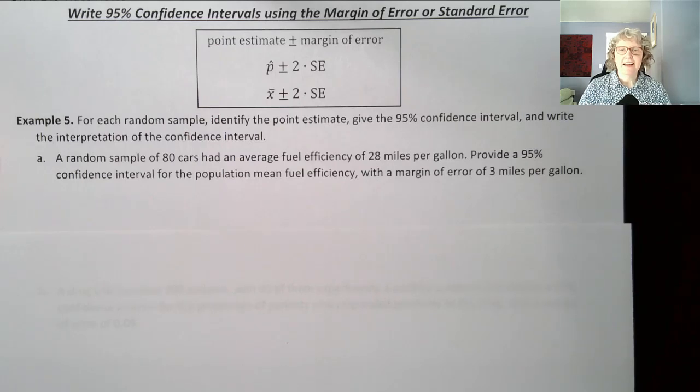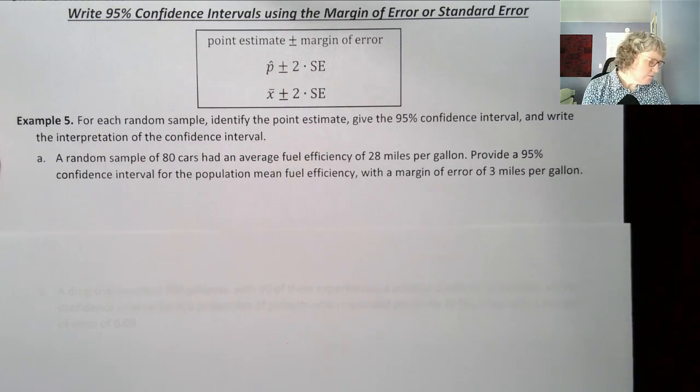Hi again. So we've gone through a lot of information about confidence intervals and how to get our standard error. So we're going to actually practice writing, calculating, and interpreting some confidence intervals with a bunch of examples here.